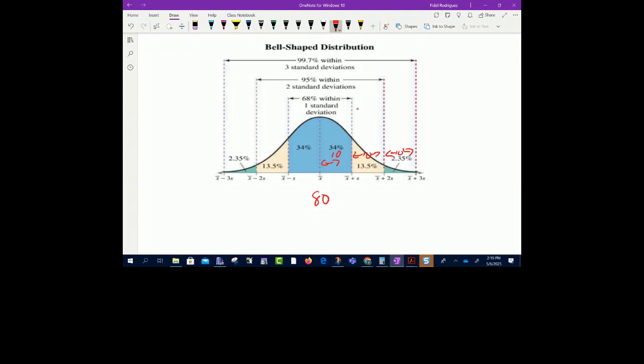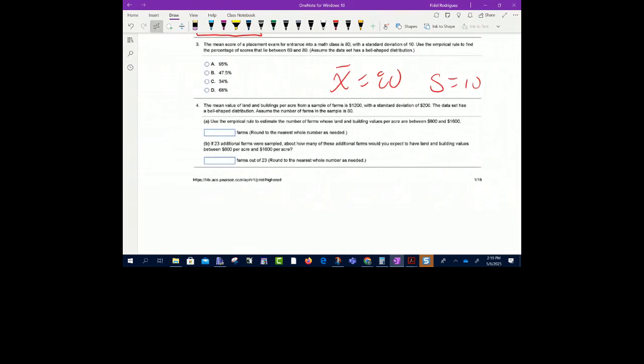So if this is 80, do you guys agree that's 90? That's 100. That's 110. Wouldn't this one be 70? And wouldn't that one be 60? And wouldn't that one be 50, right? Okay, now let's think about what the question's asking us.